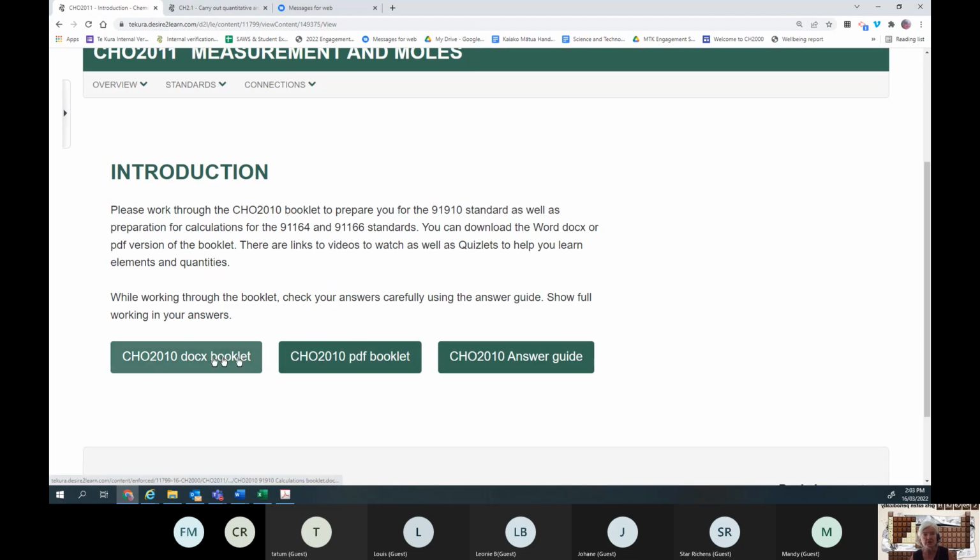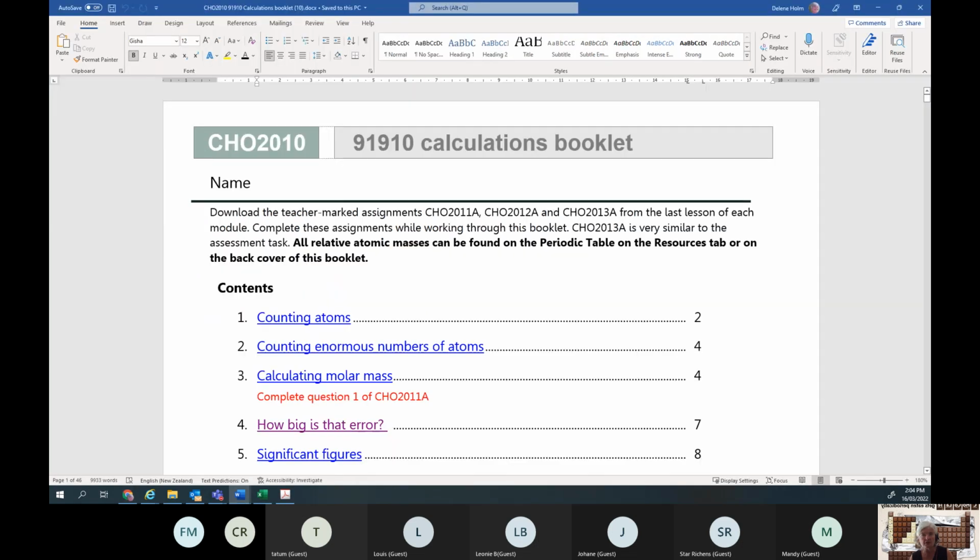So there is the docx version if you want to type in directly, or PDF if you prefer printing and handwriting. And then, of course, it's important you have the answer guide so that you check your answers as you go through to make sure that you are on the right track. So that's what we're going to be working through mainly. And then as we do more examples, I'll be showing you other things too. So I will show you what it looks like. Let me just check. Yep.